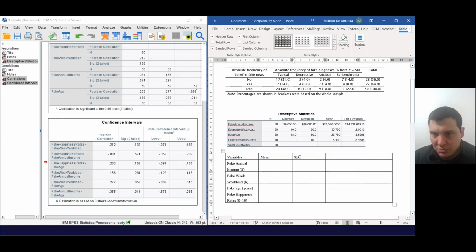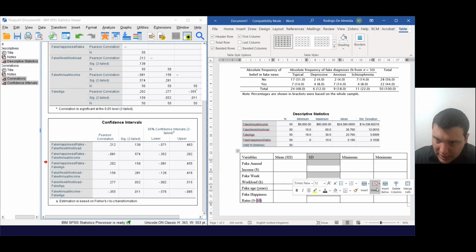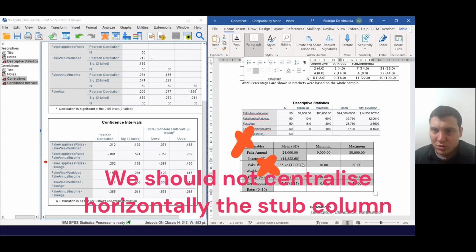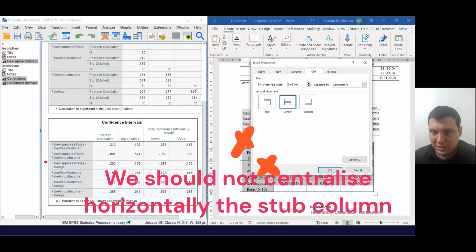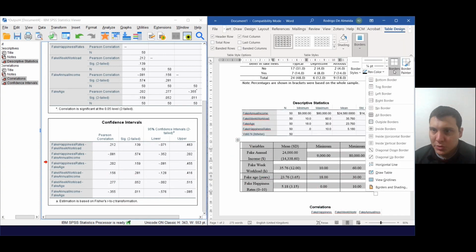In APA, we don't need to specify what SD is. If we had something different here, some different acronym, we would need some explanation. For example, instead of having two columns, we can just have mean and standard deviation in one. Delete the whole column, centralizing in the paragraph, but also we right click, go to table properties, go to cell, go to center, click OK.